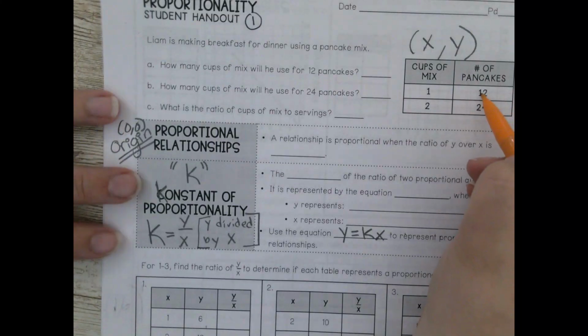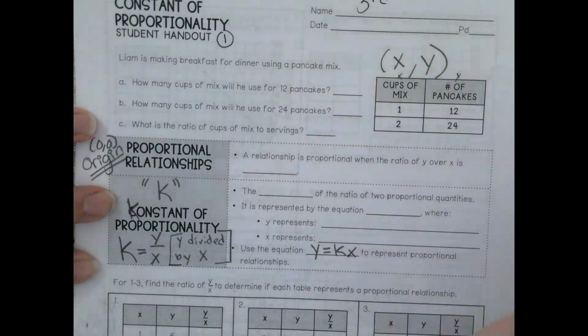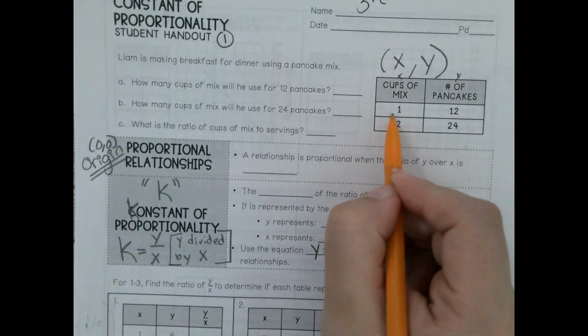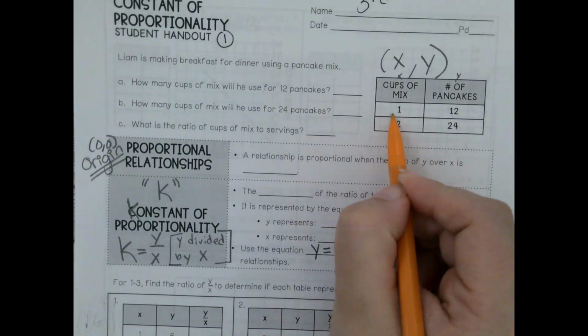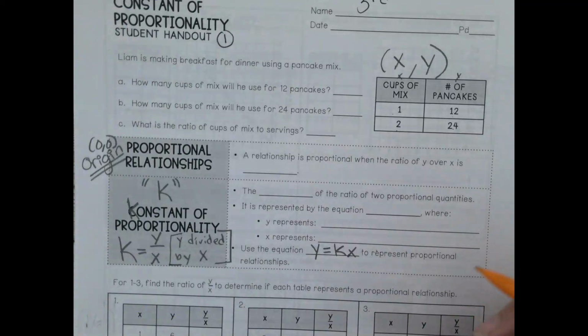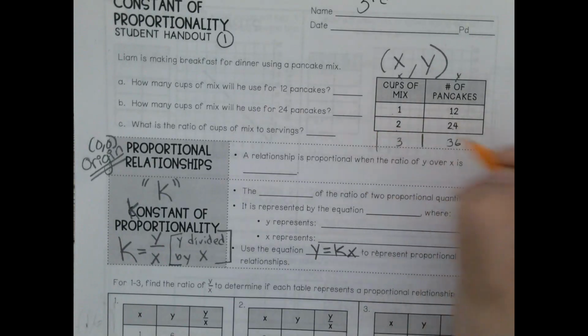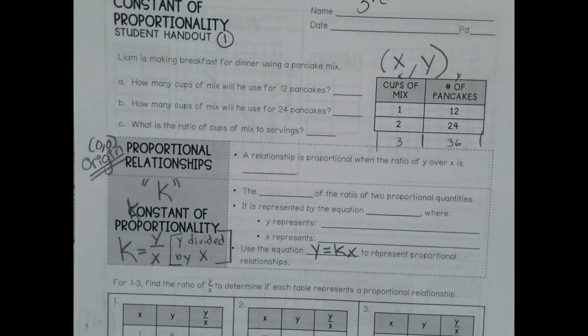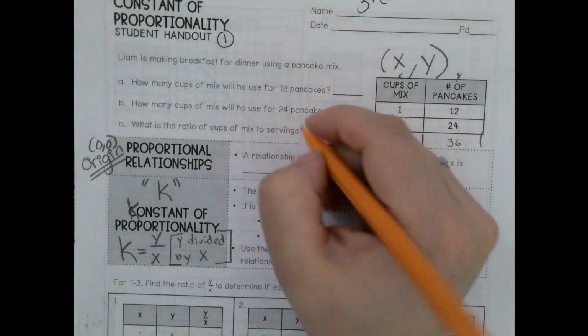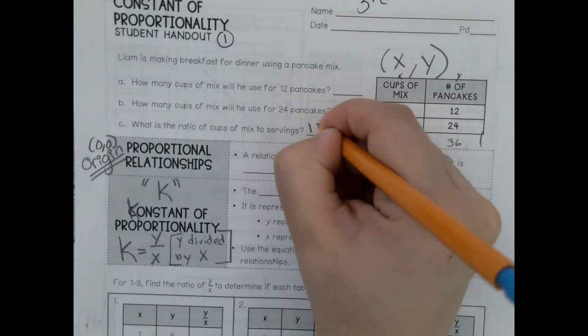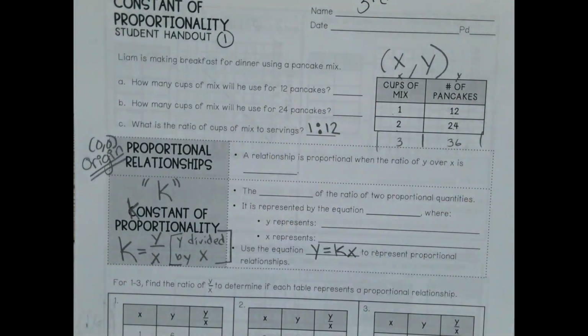Because if this is your y and this is your x, 12 divided by 1 is what? 12 divided by 1 is 12. 24 divided by 2 is what? 12. And then the next one would be 36 divided by 3, which would be 12. So notice how that's constantly the same? That means it's proportional. It's a constant of proportionality. What does it change? How much is it changing? So like this one has a ratio of 1 to 12, because that's what we got every time.